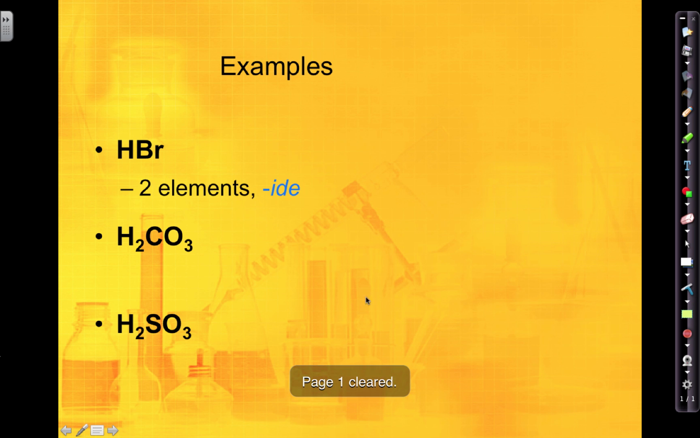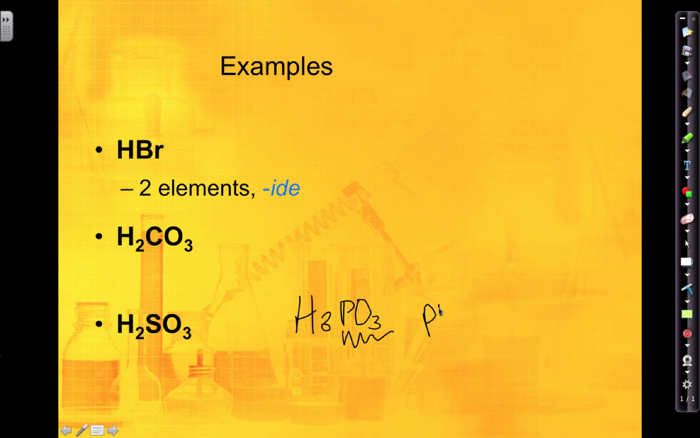Let's look at this one, H3PO3. Again, it begins with H, so it's an acid. It's more than two elements, so no hydro prefix. I'm going to look at the second part. It's phosphite. It ends in ITE. So instead of phosphite, it would become phosphorus.